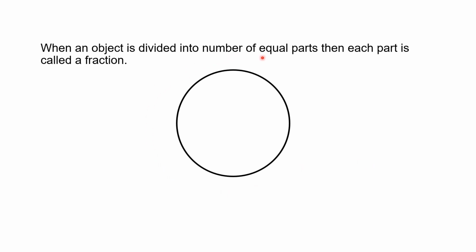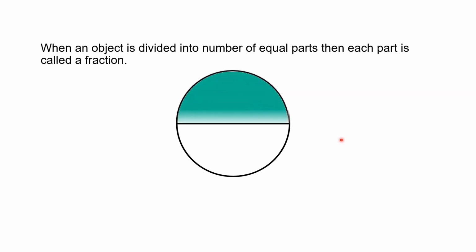Look at this picture. This is a circle. Let us divide this circle into two equal parts. This circle is divided into two equal parts. First part, second part. Both the parts are equal. Let us shade each part. First part is shaded. This part is called a fraction. Second part is also shaded. This part is also called a fraction.